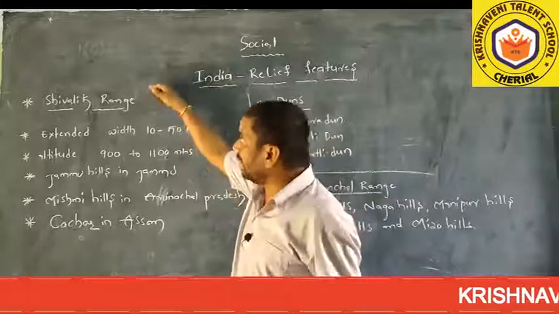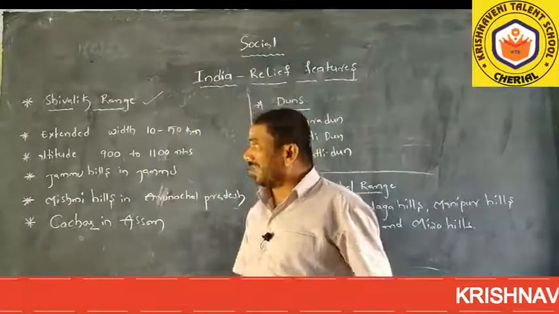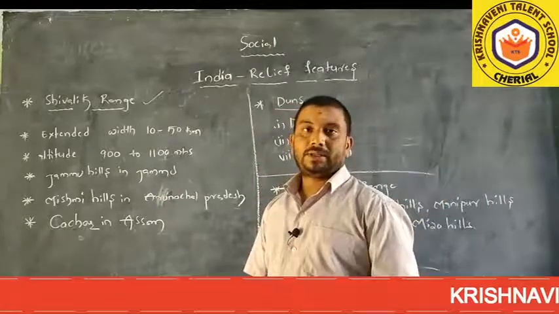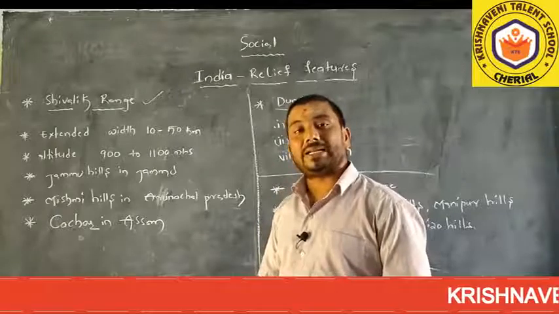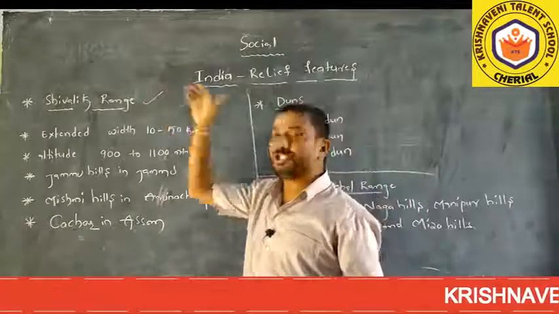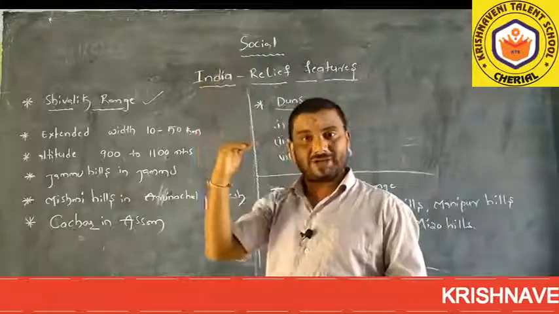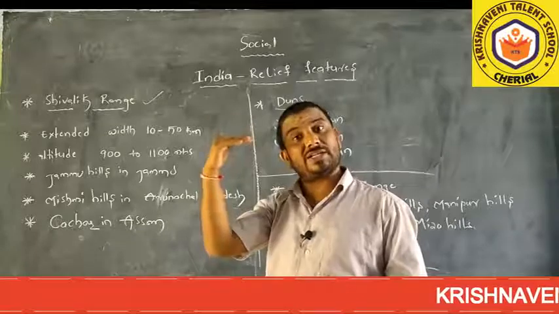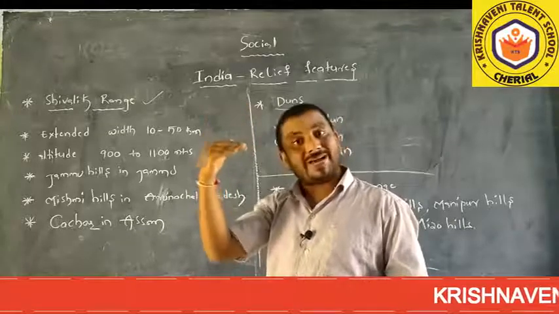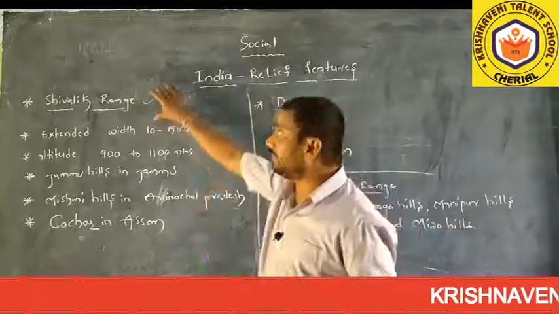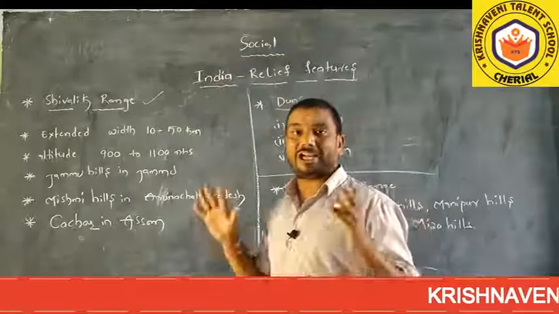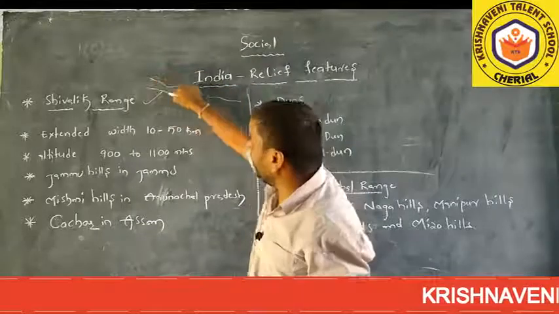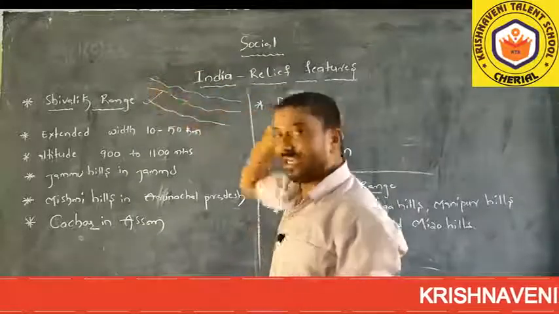First, we will discuss the Shivalik Range. The southern part of the Lesser Himalayas is called the Shivalik Range. The Himachal range's southern part is called the Shivalik Range. We already discussed the Greater Himalayas, Lesser Himalayas, and Shivalik Range.